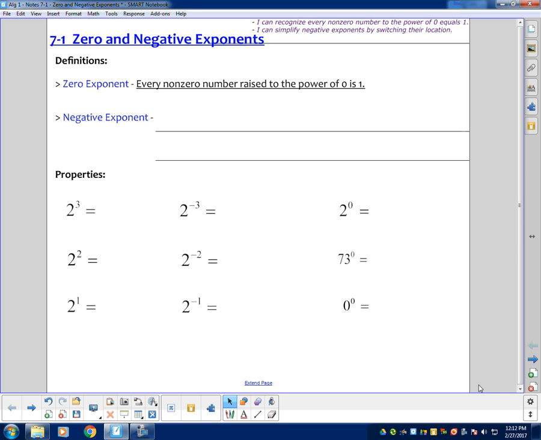1. We say it's undefined or indeterminate if 0 is the base, and we'll talk about that in a minute. So every non-zero number raised to the power of 0 is 1.